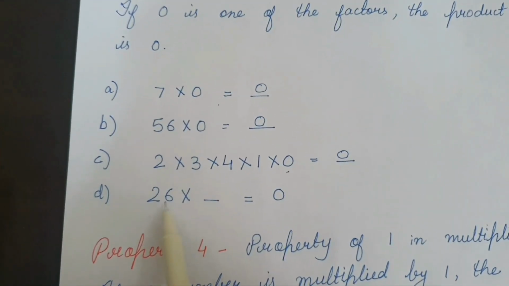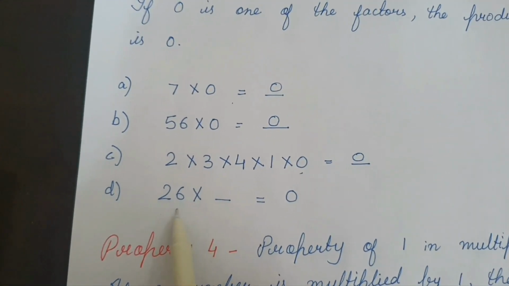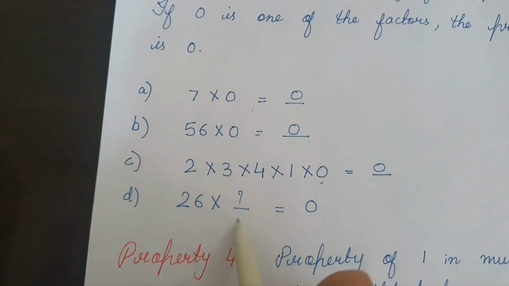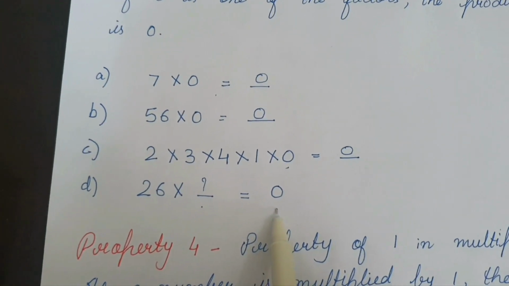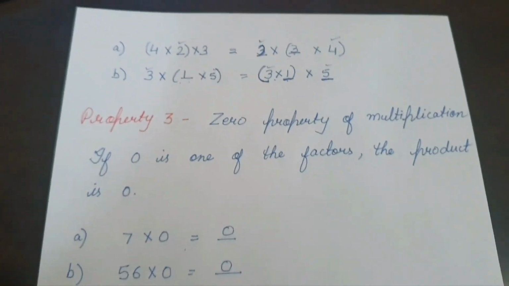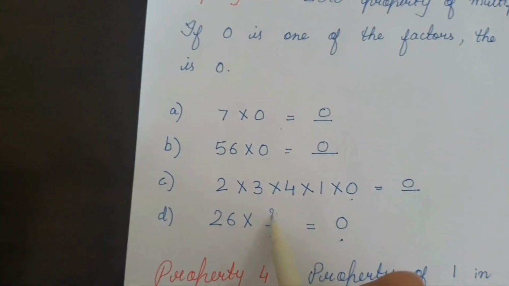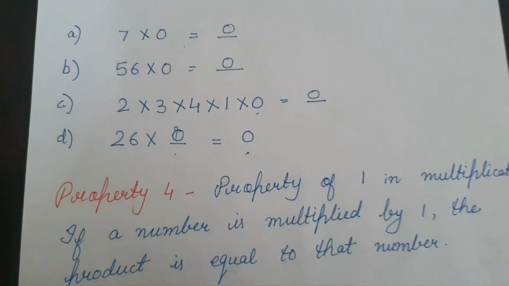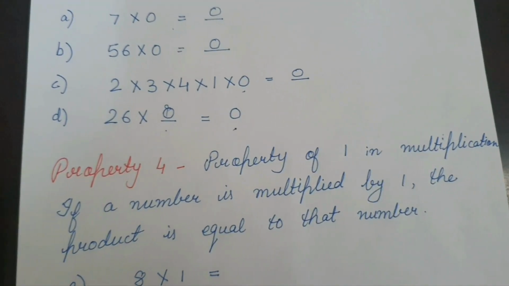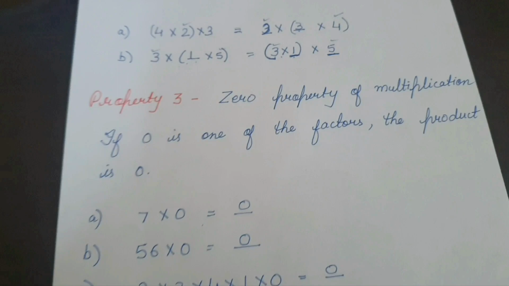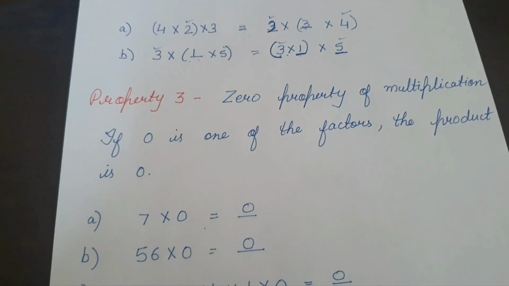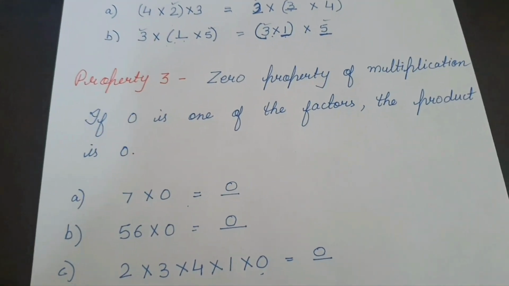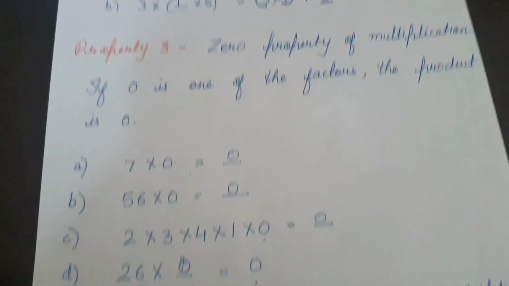Now in this filling the blank, 26 into dash, 26 is multiplied with some number which we don't know, and your answer is coming 0. So that means this will follow the 0 property, and here also it will come 0. So 26 into 0 is equal to 0. This is our property 3, that is the 0 property of multiplication. If 0 is one of the factors, the product is 0.